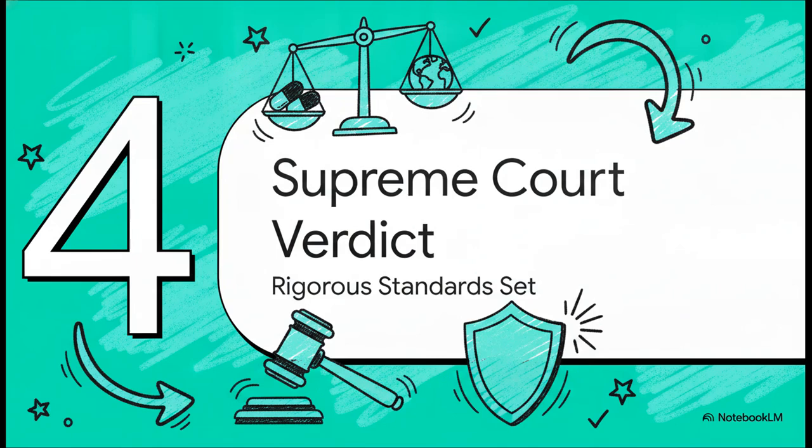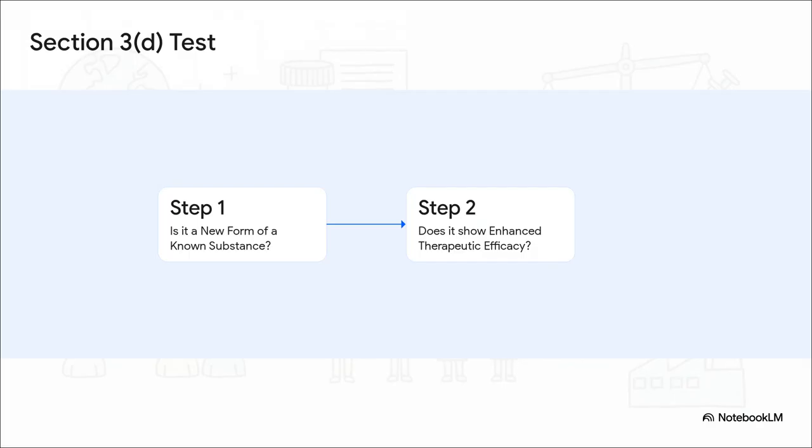Section 4. The Supreme Court verdicts. So what did the Supreme Court actually decide? Ultimately, they dismissed the appeals filed by Novartis AG with cost.